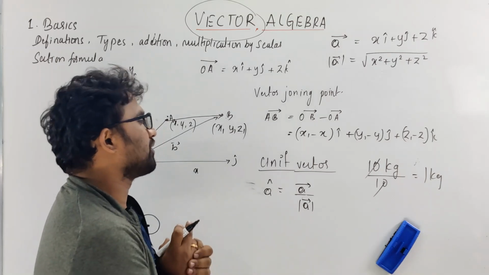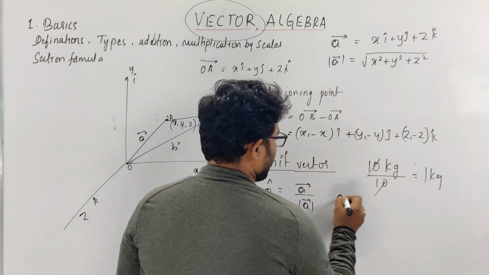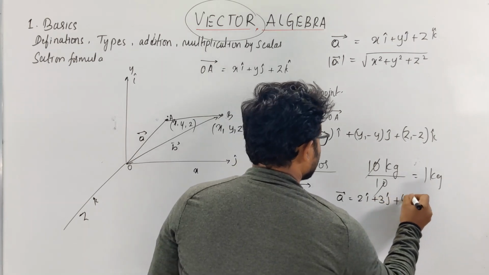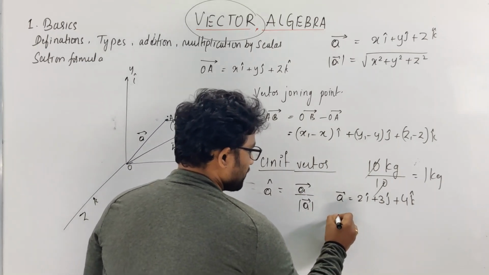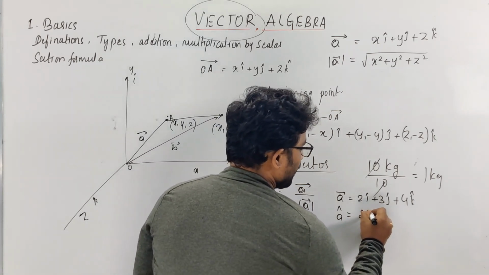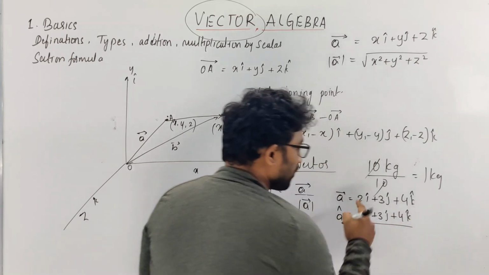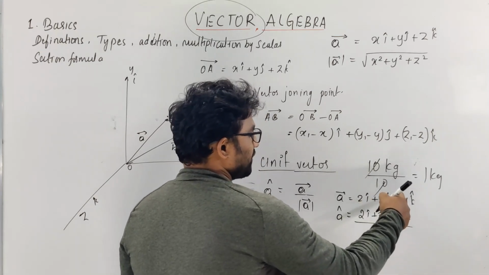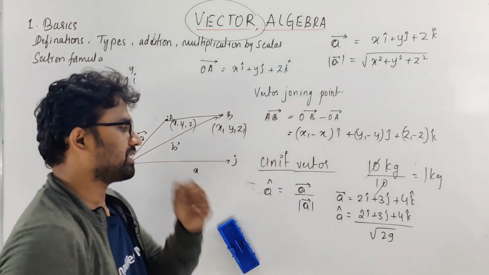Suppose I take an example for this. For example, if you have a vector 2i cap, 3j cap and 4k cap, and they ask you to find the unit vector, many times they ask such questions. The unit vector is the vector divided by its magnitude. The vector is 2i cap, 3j cap, 4k cap. Its magnitude is root of 2 square plus 3 square plus 4 square, 4 plus 9 plus 16 is 29, so root 29. So the vector divided by its magnitude is the unit vector.